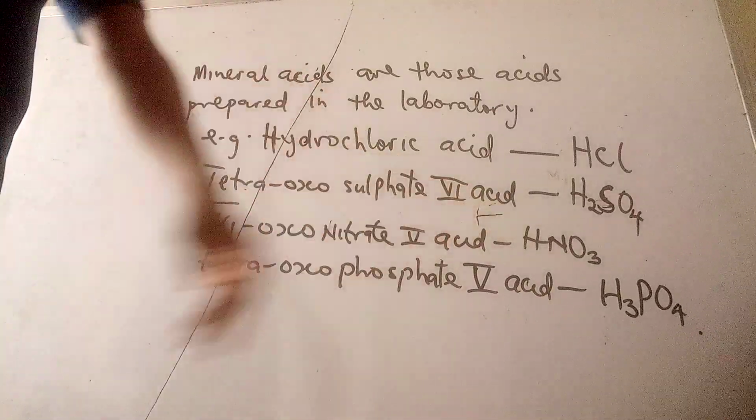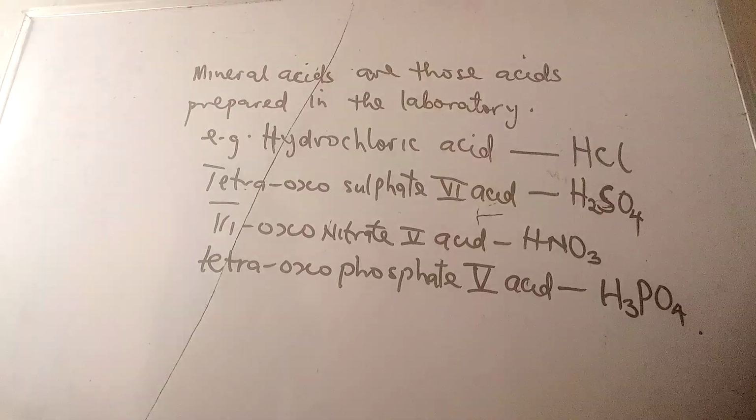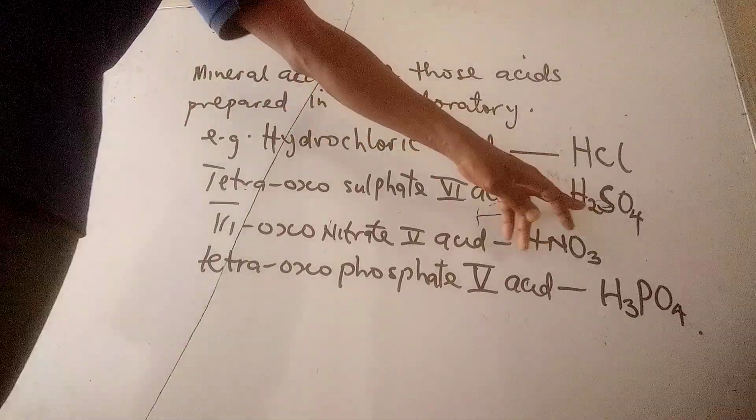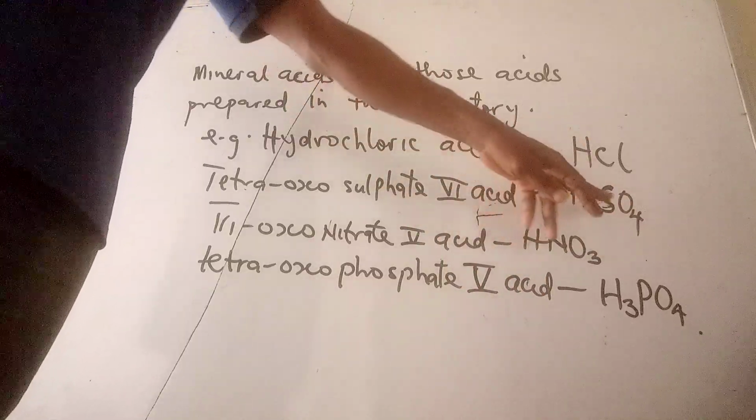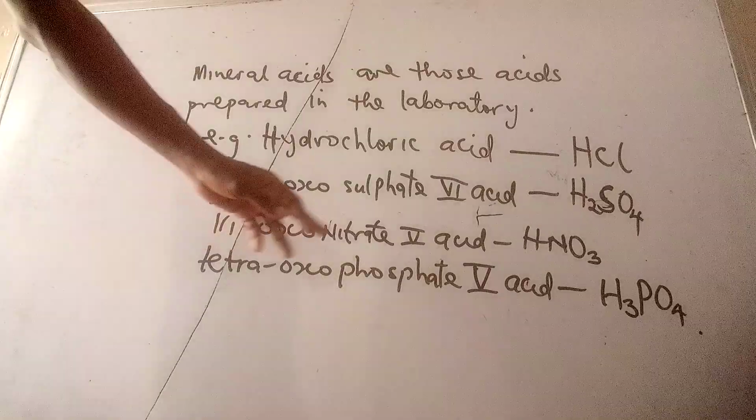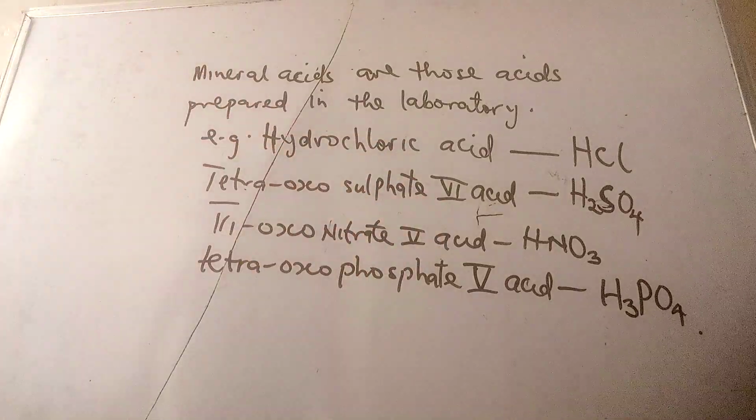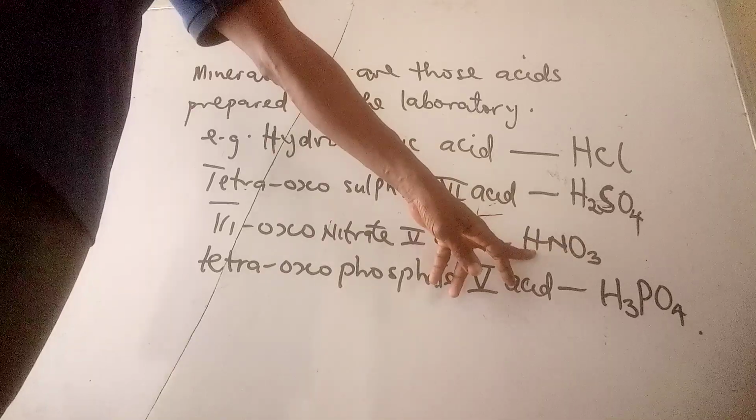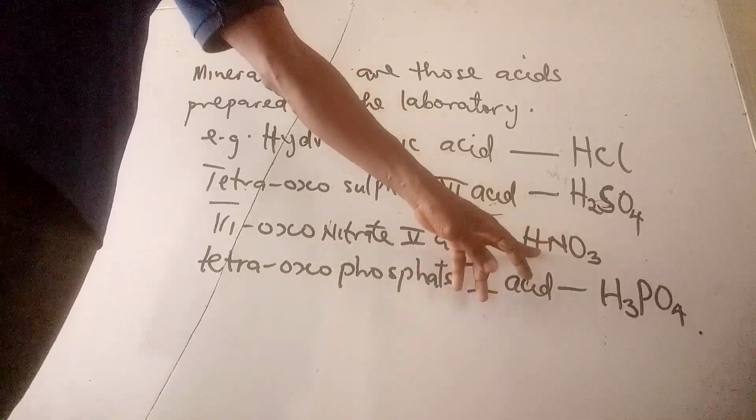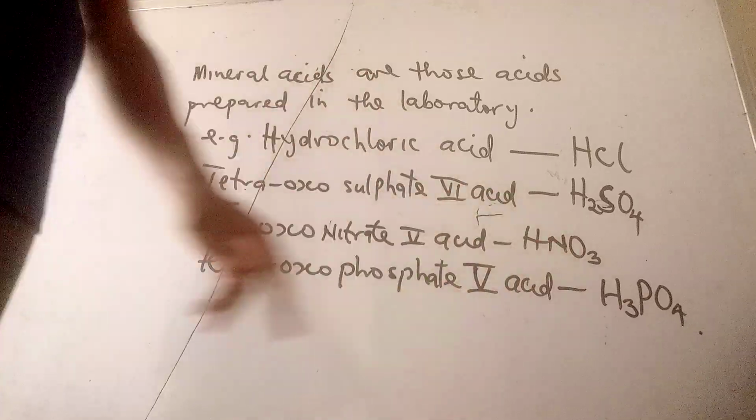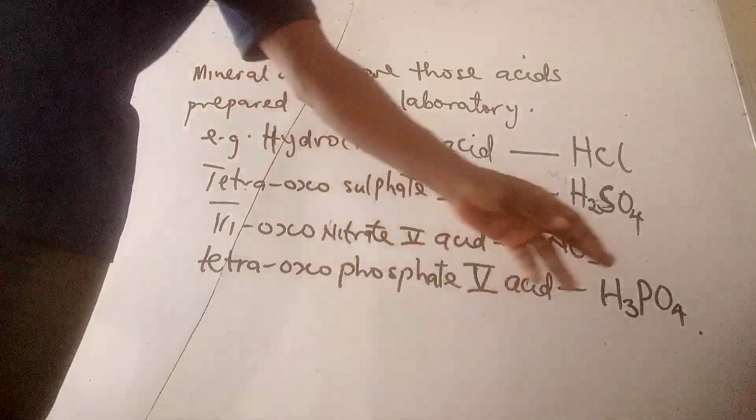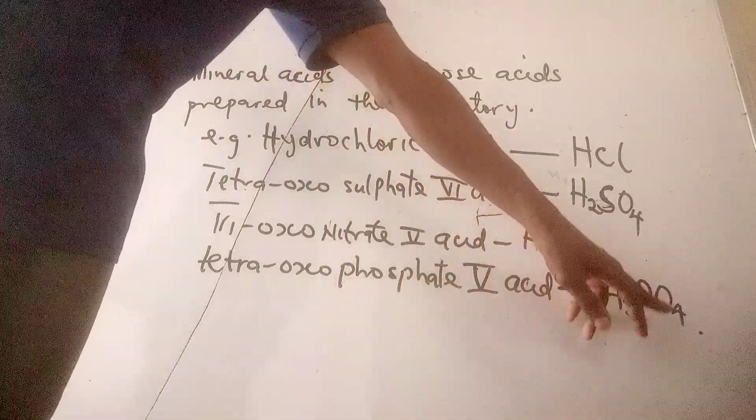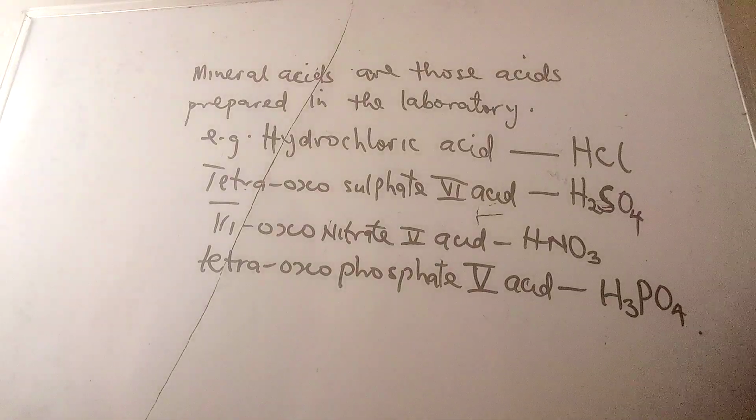Tetraoxosulfate 6 acid, which in the old way is called sulfuric acid. This is the chemical formula, H2SO4. It contains 3 constituent elements: hydrogen, sulfur, and oxygen. Trioxonitrate 5 acid, this is the chemical formula for it. It contains 3 constituent elements: hydrogen, nitrogen, and oxygen. And another one is tetraoxophosphate 5 acid. That contains hydrogen, phosphorus, and oxygen as the constituent elements, and many others.